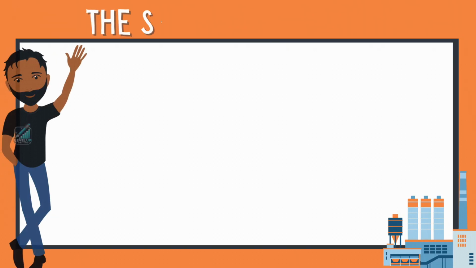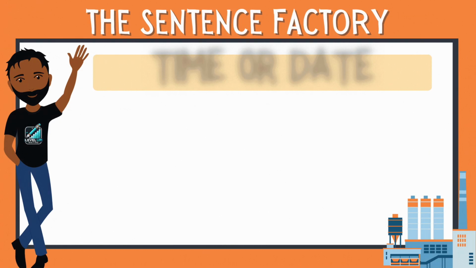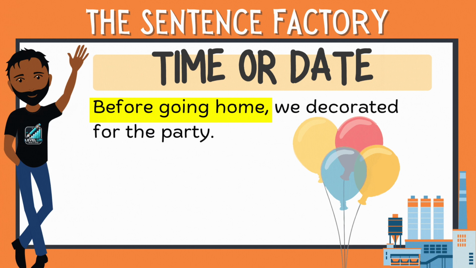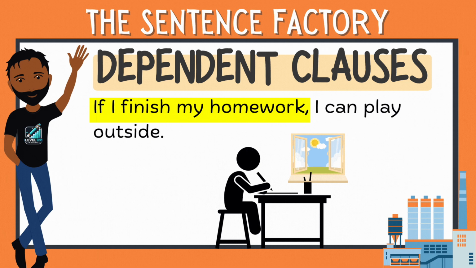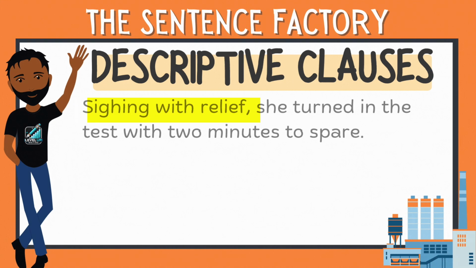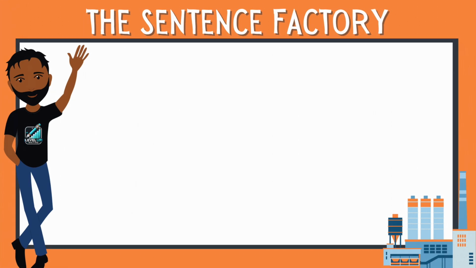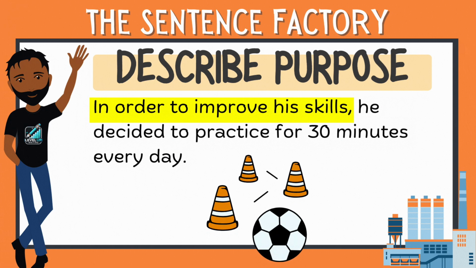There are a whole bunch of different words and phrases you could add to the start of a sentence. For example, you could write an introductory clause that relates to when the sentence happened. Or you could create a dependent clause at the start of your sentence. These are sentences that start with words like if, because, since, or although, along with quite a few others. You could also write a descriptive introductory clause, like this one. Or you could use an introductory clause to focus on the purpose or goal that is described in the main clause.